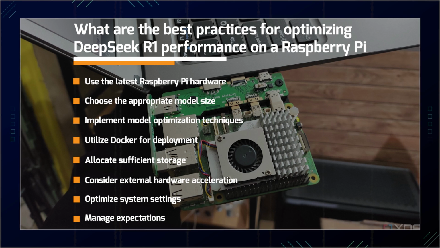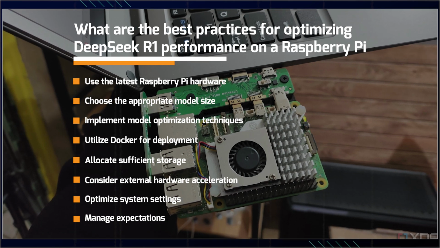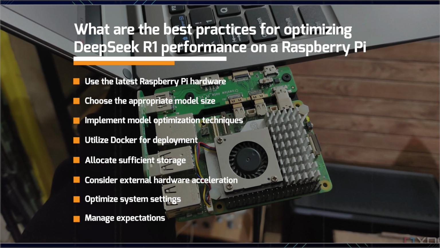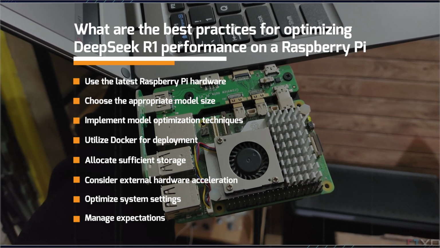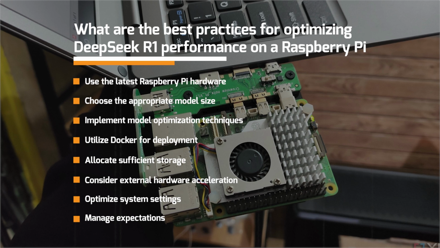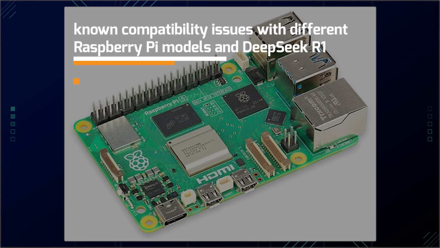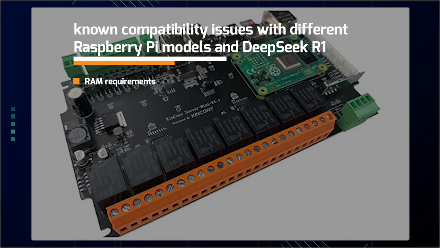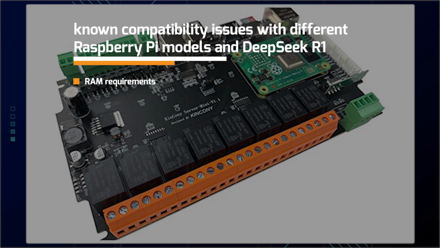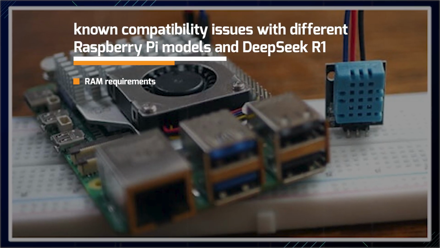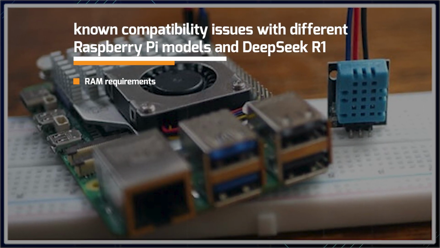So at first, you're going to want to expect slower processing speeds, with reports of around 1.2 tokens per second for the 14B parameter model, because there are some known compatibility issues with the Raspberry Pi and Deepseek R1. Again, the RAM requirements: it requires 10 GB of RAM, which is not supported by Raspberry Pi models with 8 GB or less. So this limits the use of larger models on most Raspberry Pi hardware.